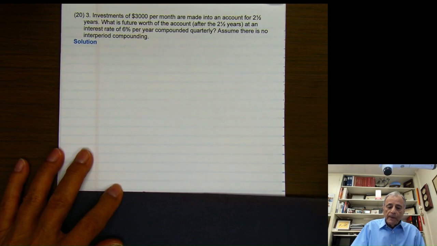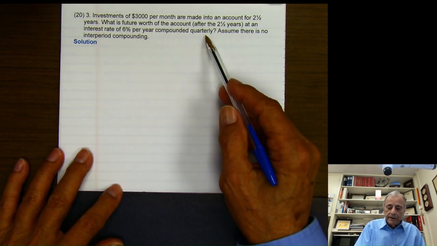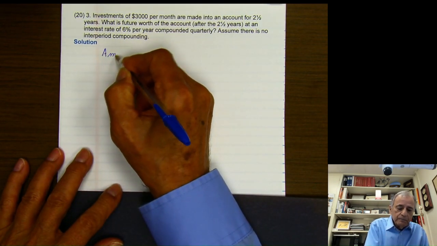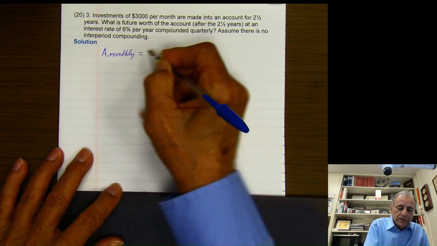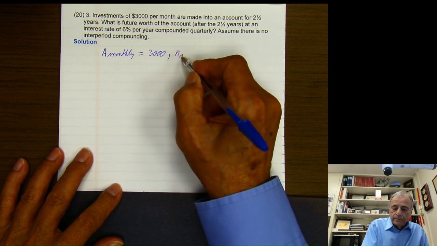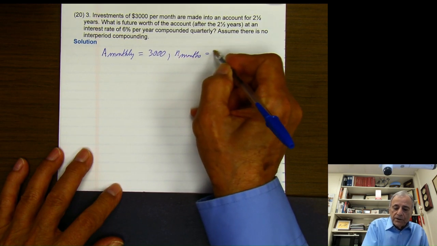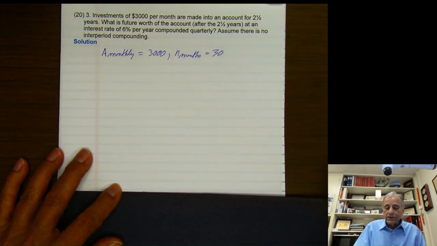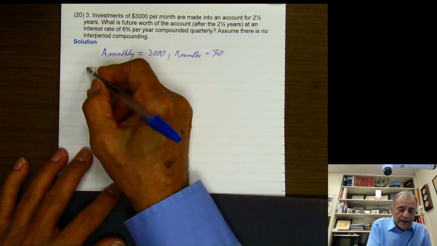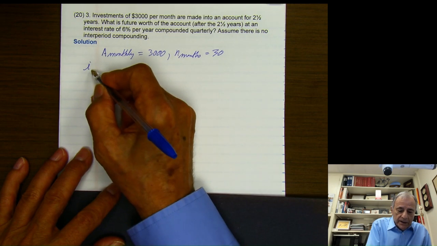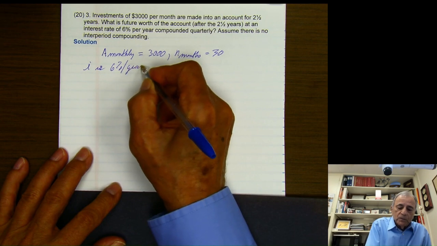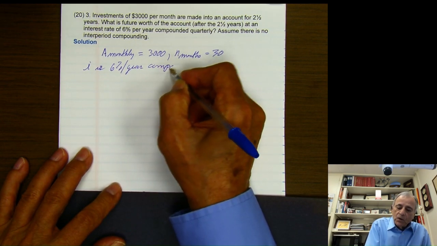So we're going to basically note that we have a monthly A equals $3,000. The number of months N equals 30. How did I get that? Well, 2.5 years is 30 months. But the interest rate compounding, I, is 6% per year compounded quarterly.